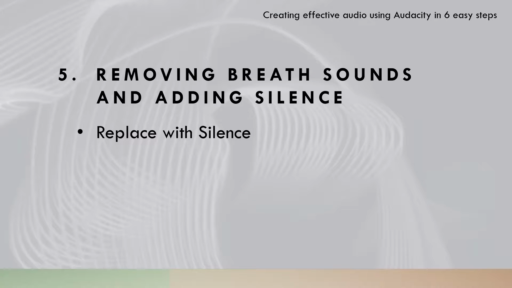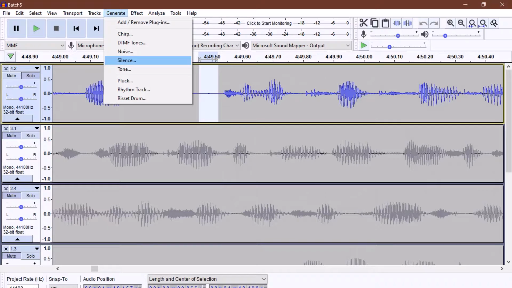Replace with silence. Whenever you get a breath you want removed, select the gap in the audio where it occurs and select Generate, Silence, and press OK. Better still, create a shortcut that allows this to be done in just one keystroke.